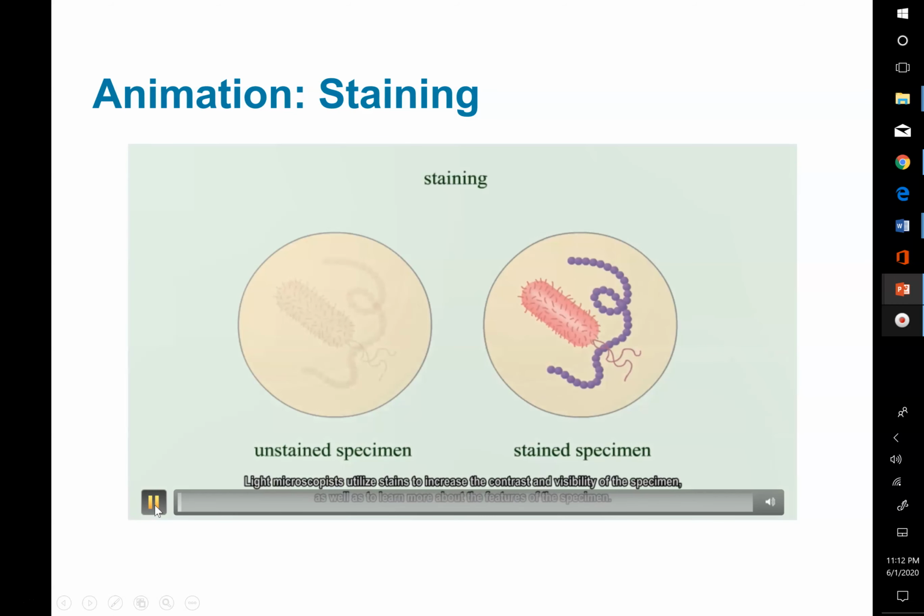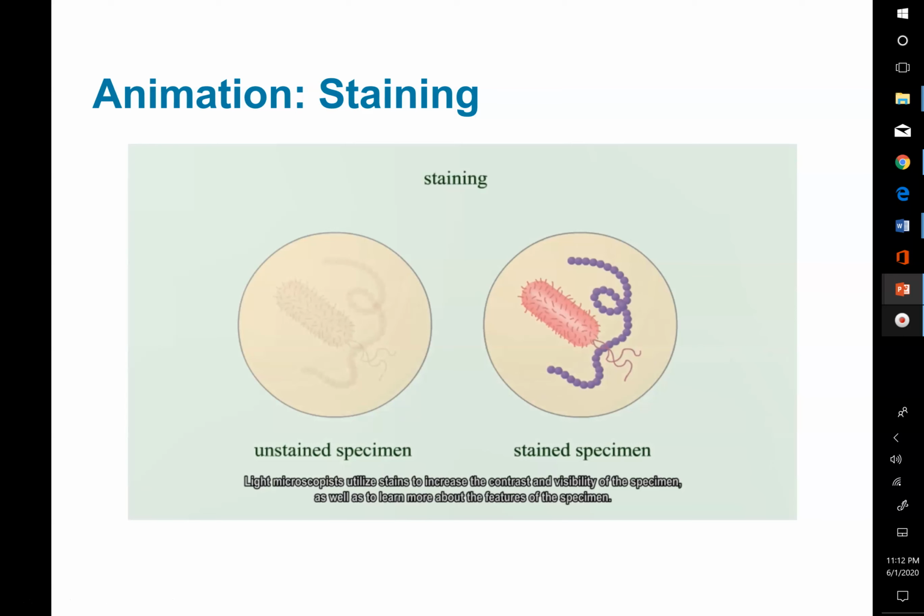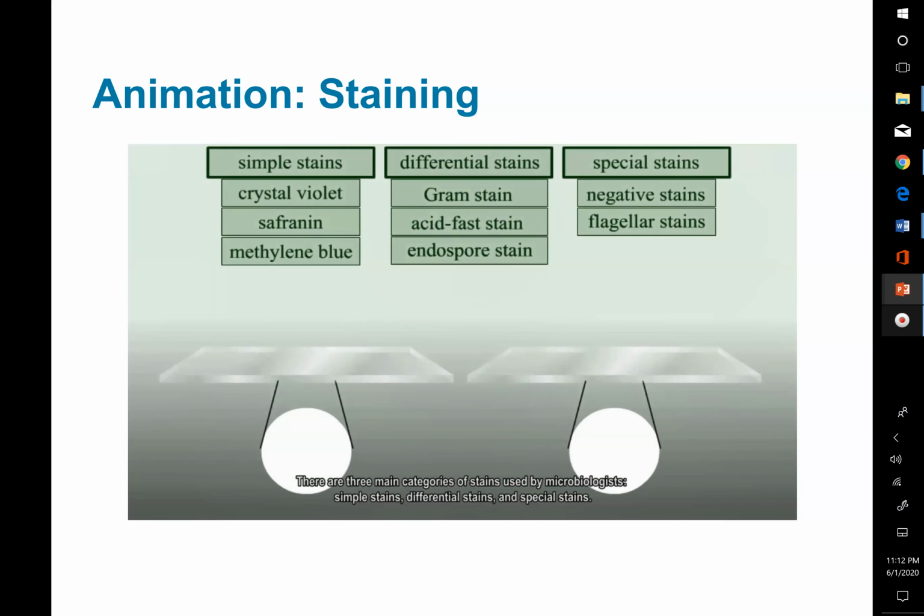Light microscopists utilize stains to increase the contrast and visibility of the specimen, as well as to learn more about the features of the specimen. There are three main categories of stains used by microbiologists: simple stains, differential stains, and special stains.